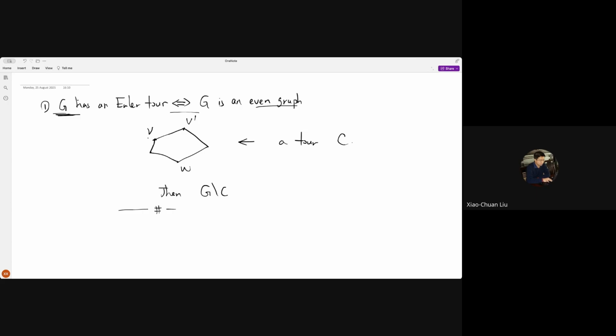I think it's easier if you forget about trials. I chose to explain the trials, but I think it's easier to prove it for a tour.